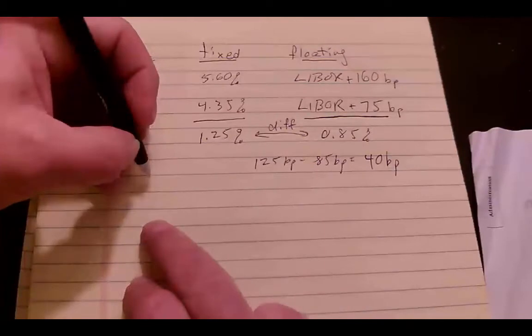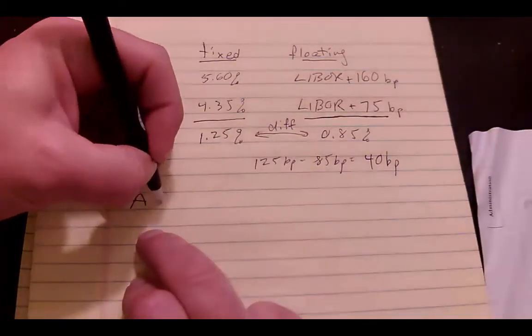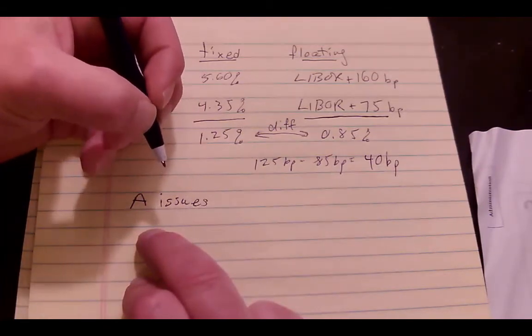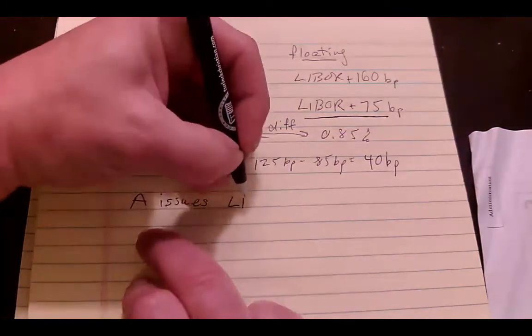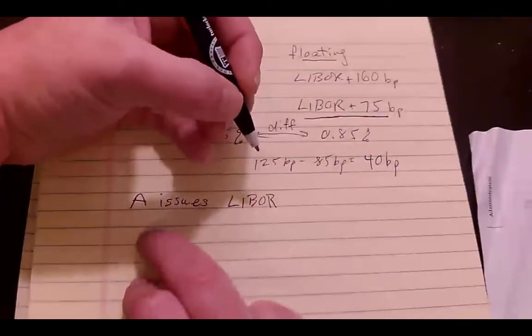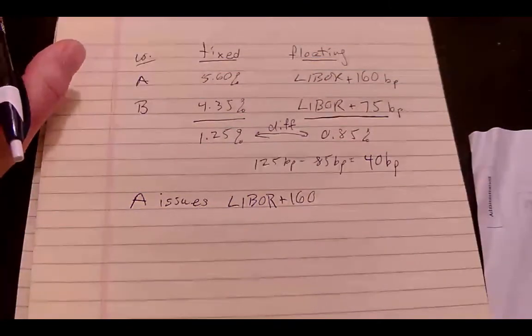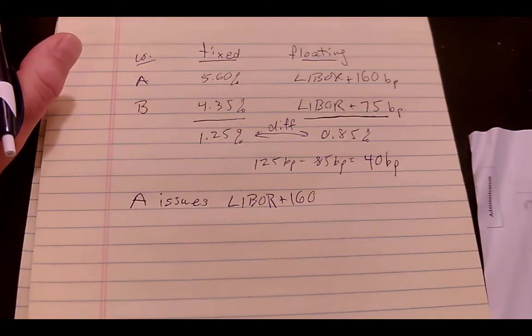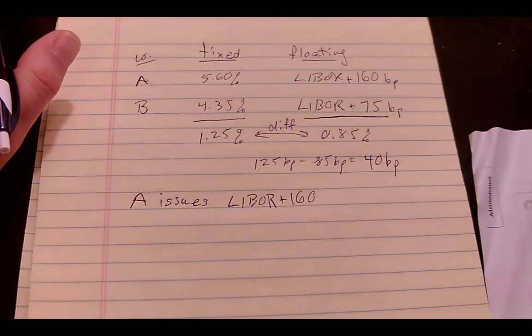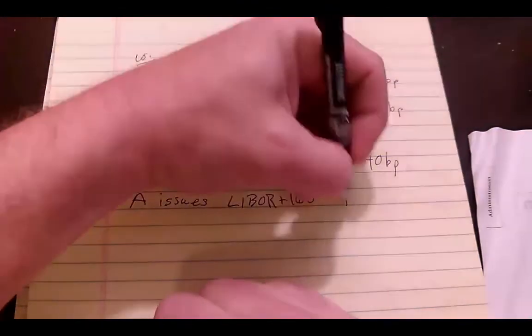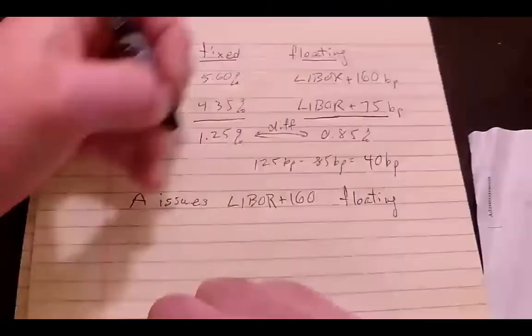So what should happen is company A should go ahead and issue debt in the market where they have a comparative advantage, and that would be the floating rate market. So they're going to issue LIBOR plus 160. And by the way, you can pick any number you want for the notional principal of these contracts. Let's say they're both issuing $1 million bonds. The answer will come out the same regardless of the principal or the amount borrowed. So A would be issuing floating rate debt of LIBOR plus 160.